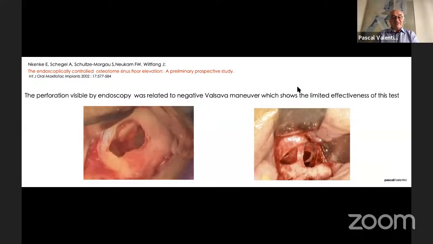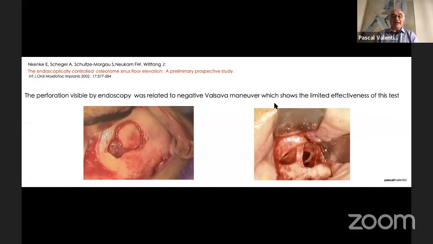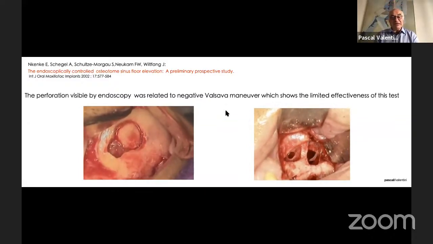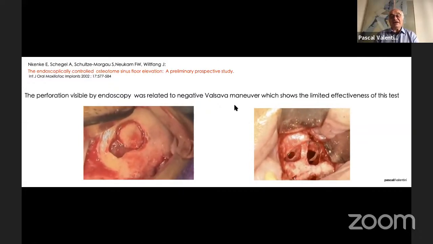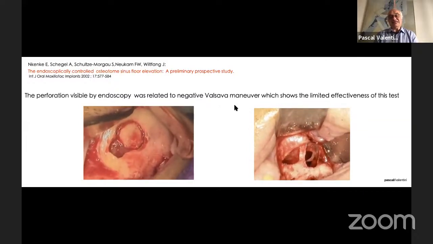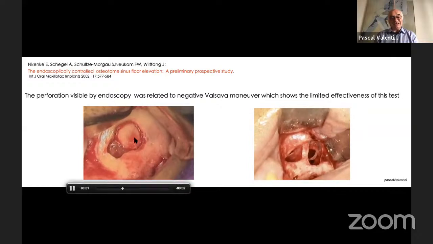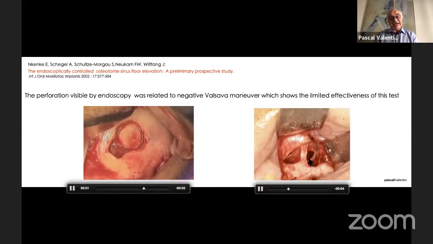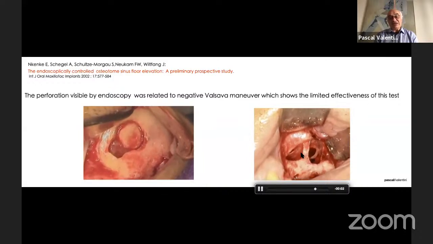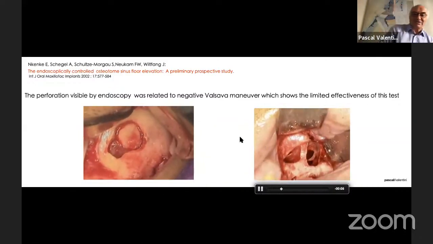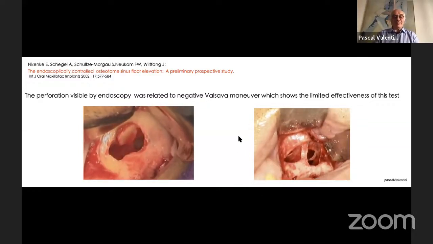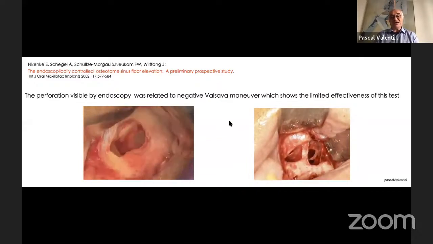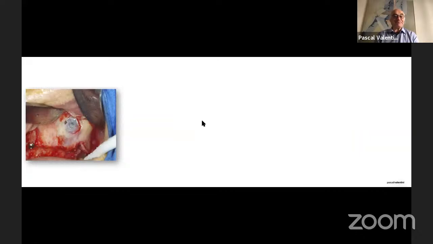Of course, it is very difficult to detect the perforation. And we know, according to many papers, that the Valsalva maneuver is not very effective in detecting the perforations. As you can see here, we have a very large perforation on the right, and the membrane is still moving when the patient is breathing. So we have to be very careful in using the Valsalva maneuver to detect the membrane perforations.